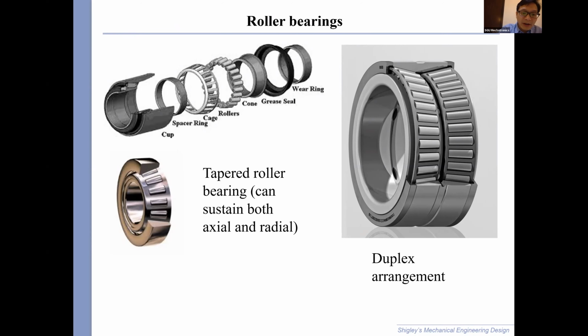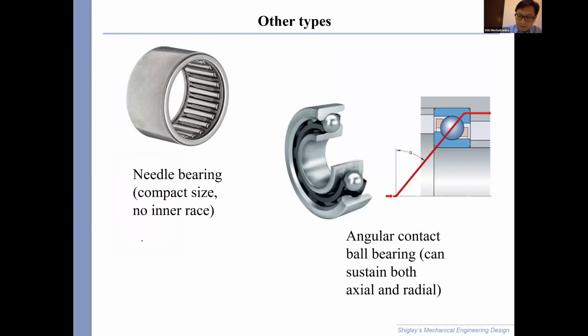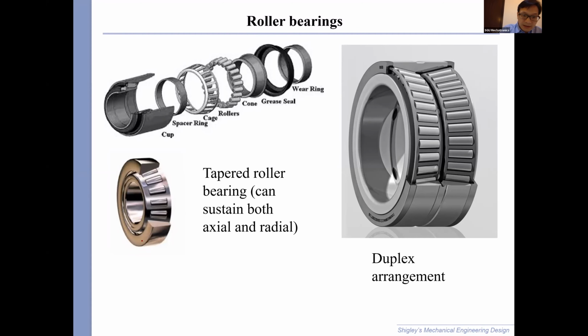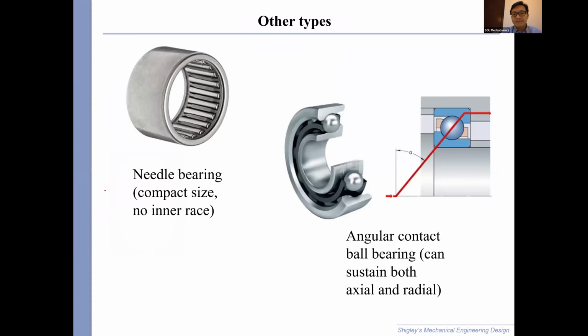Tapered roller bearings. This guy can take a radial as well as an axial load. You see my arrows: a radial load coming from the side, which is the majority of the load, by the way, and then some axial, quite a significant axial load for this big guy. That's why you have the angle. The purpose of the angle here is to accommodate that axial load.